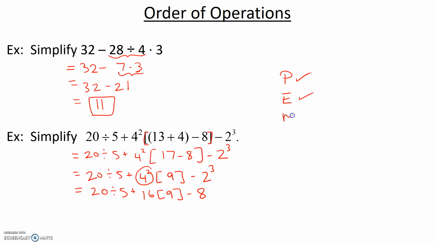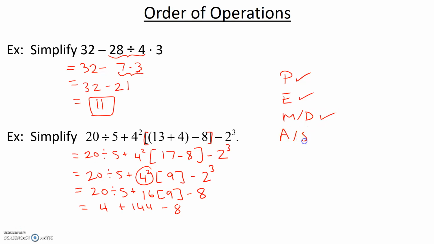Now let's go from left to right and perform any multiplication or division. Going left to right, we have 20 divided by 5, which will give us 4, plus 16 times 9, which is 144, minus 8. Now the multiplication and division has been performed.